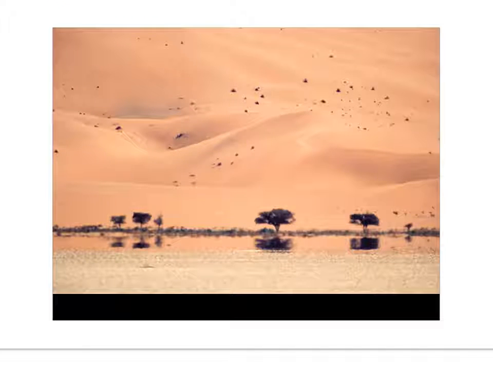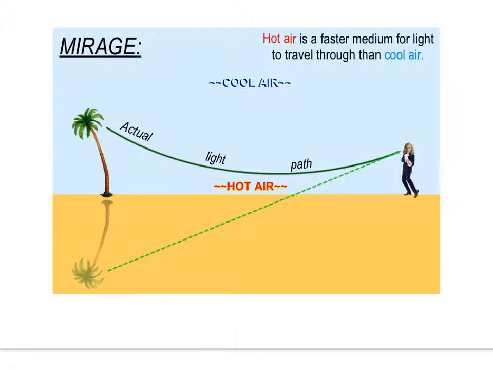And so this is what we would see from our perspective looking off towards the tree. We turn our eyes towards the ground and we expect to see desert sand, and instead we see this refracted image of a tree coming up towards our eye. And that right there, that's a mirage.